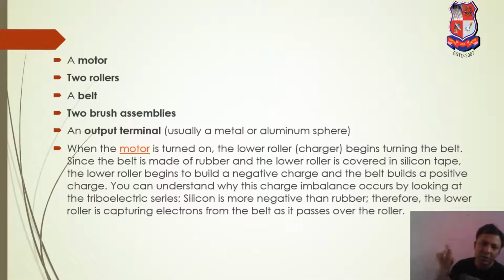So positive charge is produced on the belt conveyor, and it will transfer the energy from the positive charge to the negatively charged material. So this is one of the good examples of electrostatic induction.